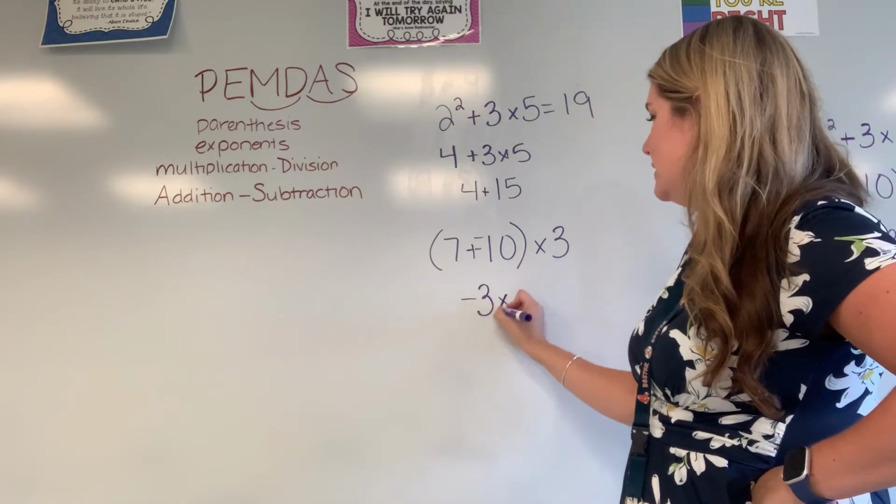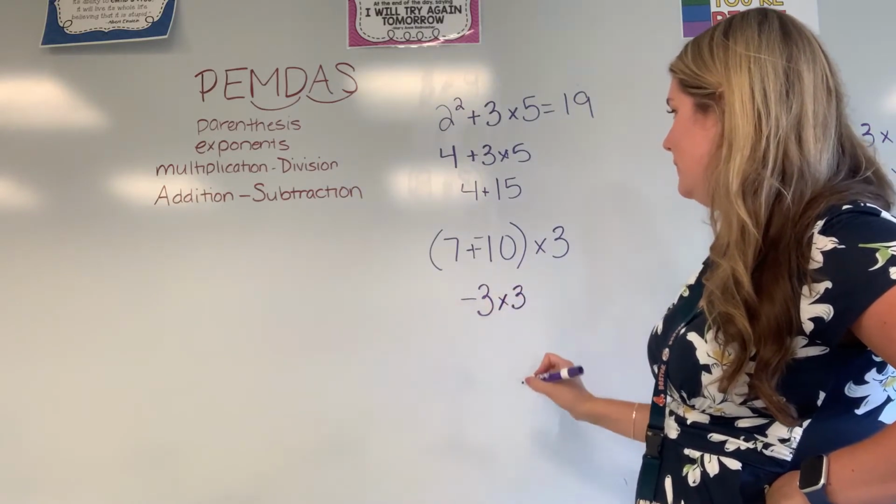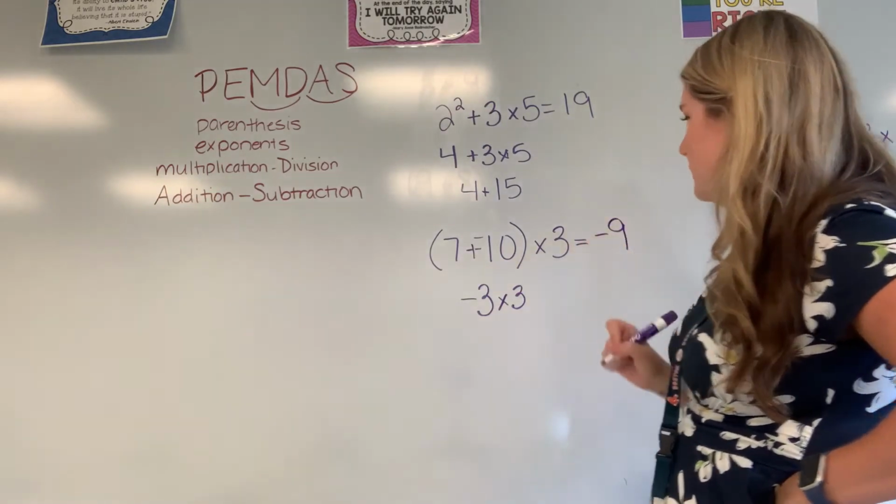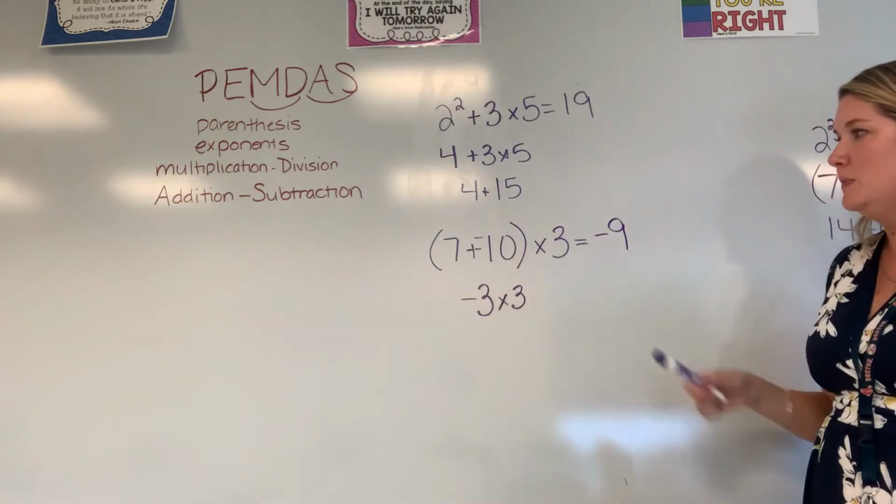And then I still have the times 3. I haven't done anything with that yet. And negative 3 times 3 is negative 9. So the answer to this problem would be negative 9.